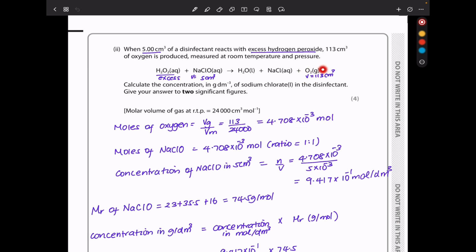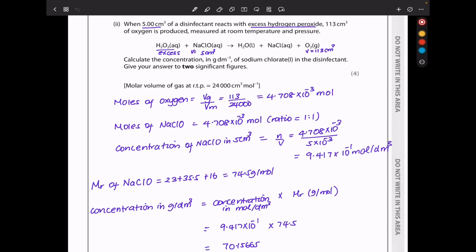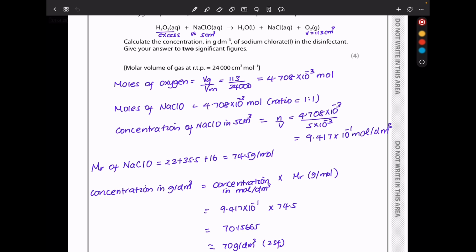Next, I used the moles of oxygen to find the moles of sodium chlorate(I) using the mole ratio 1:1. So the number of moles are going to be the same. And therefore, the concentration of sodium chlorate(I) in 5 centimeters cubed is going to be number of moles over volume, which is the moles divided by 5 centimeters cubed. Here, I multiply by 10 to the power of -3 to convert the volume to decimeters cubed. And these are the number of moles I got.